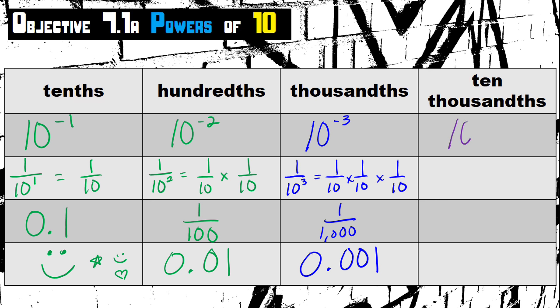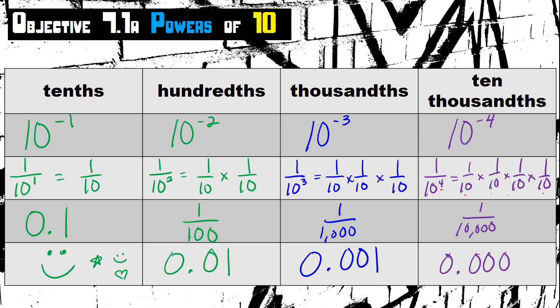So what about the ten-thousandths place? We write this as 10 to the negative fourth power. We can also write this as 1 over 10 to the fourth power, which is going to equal 1/10 times 1/10 times 1/10 times 1/10. Make sure to double check that you wrote out the appropriate number of 1/10ths here. So we have 1, 2, 3, 4, which matches our exponent. We can also write this as 1 over 10,000. And our decimal here is 0.0001.